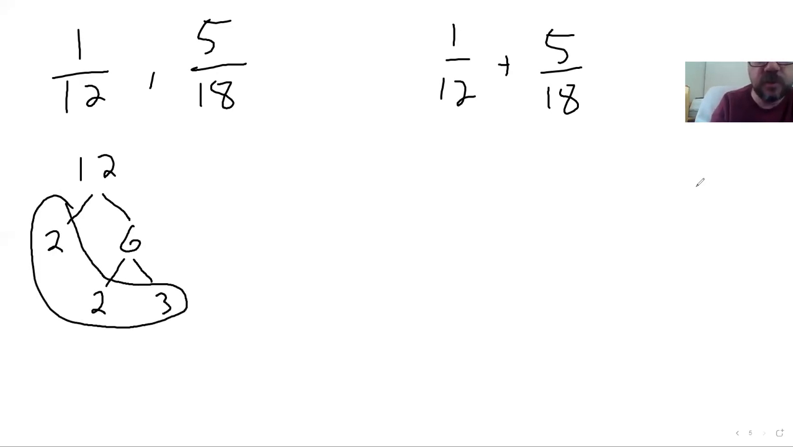And same thing for 18. The smallest thing that goes into 18 is 2. And that leaves me 9. The smallest thing that goes into 9 is 3. That leaves me 3. And all those guys are prime numbers.